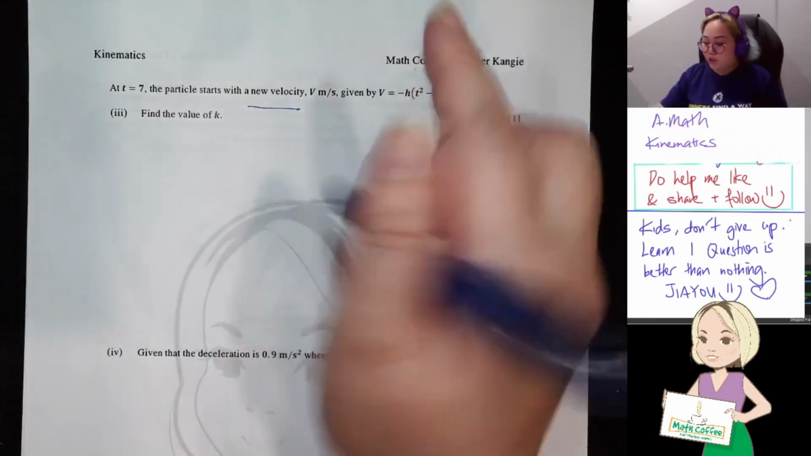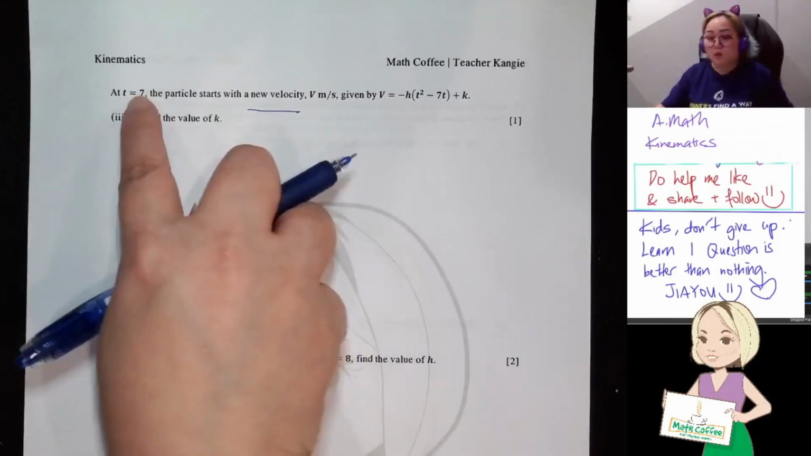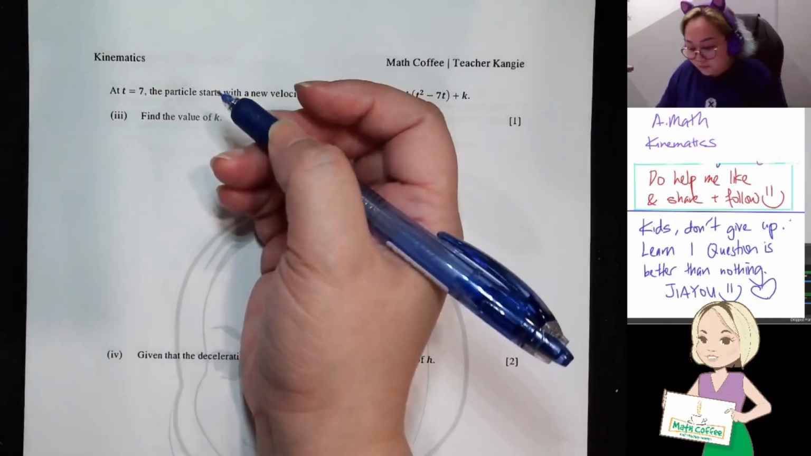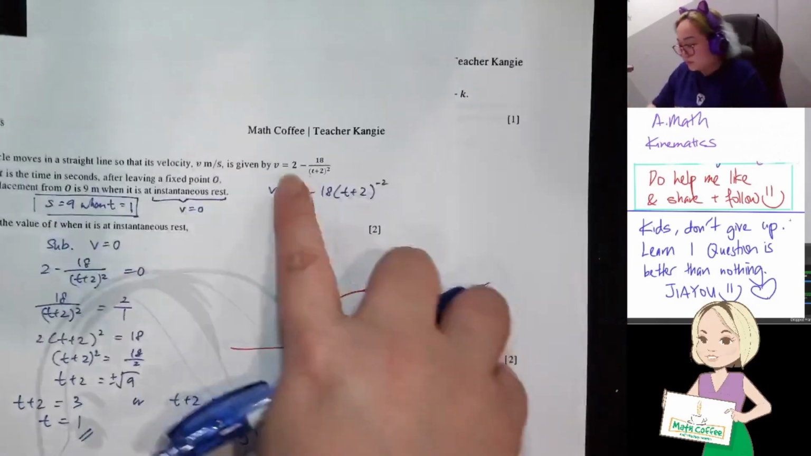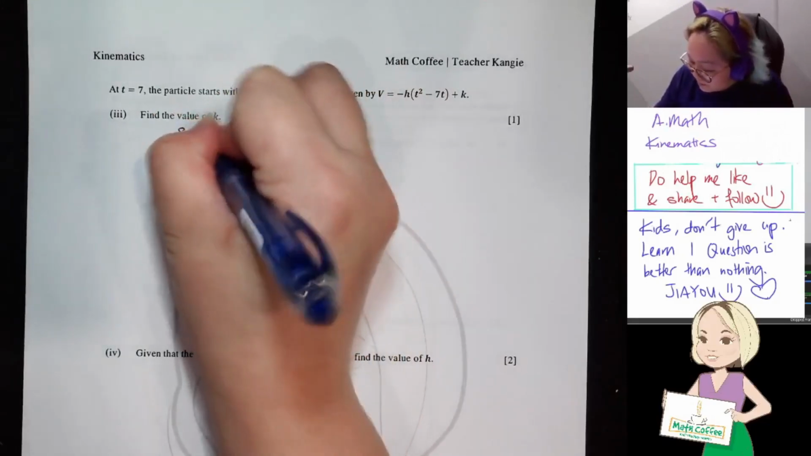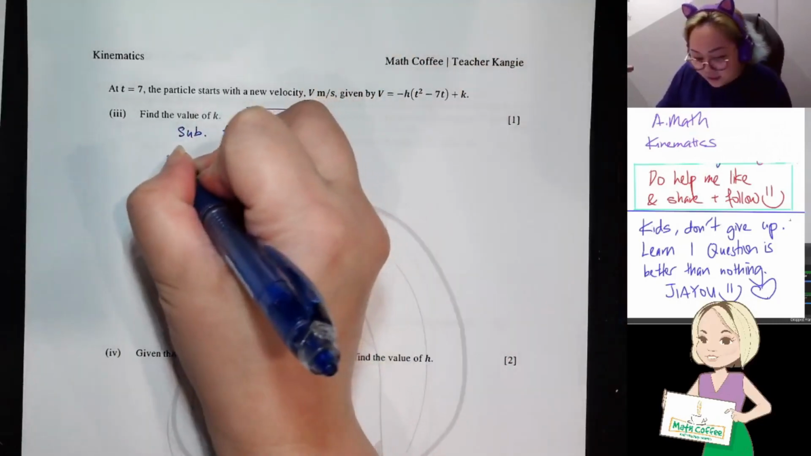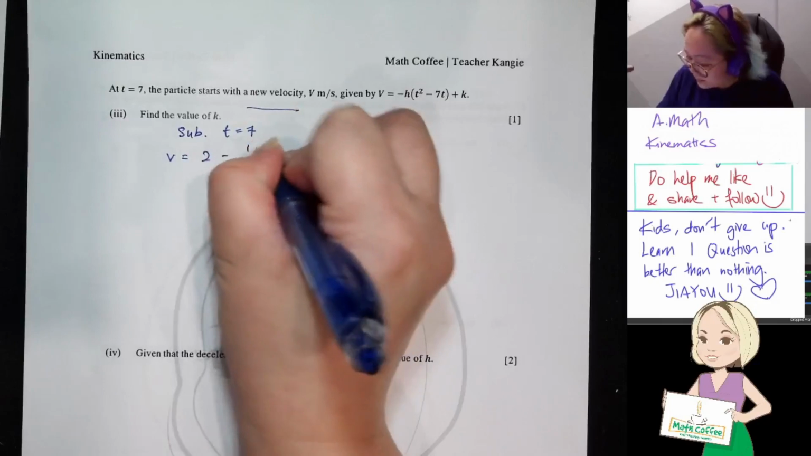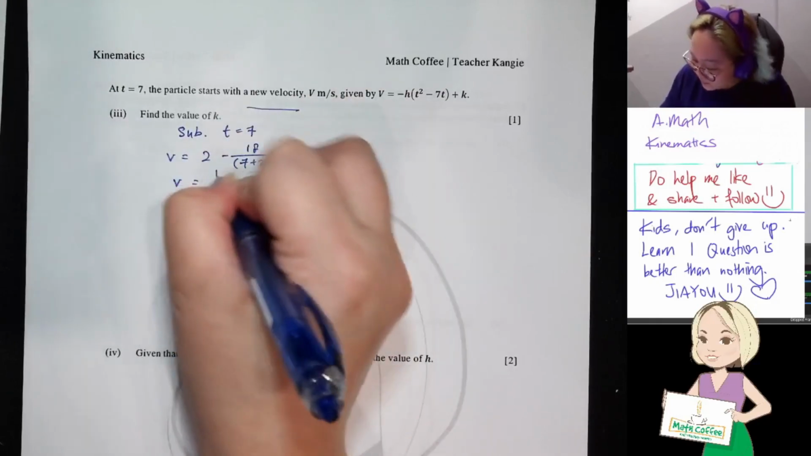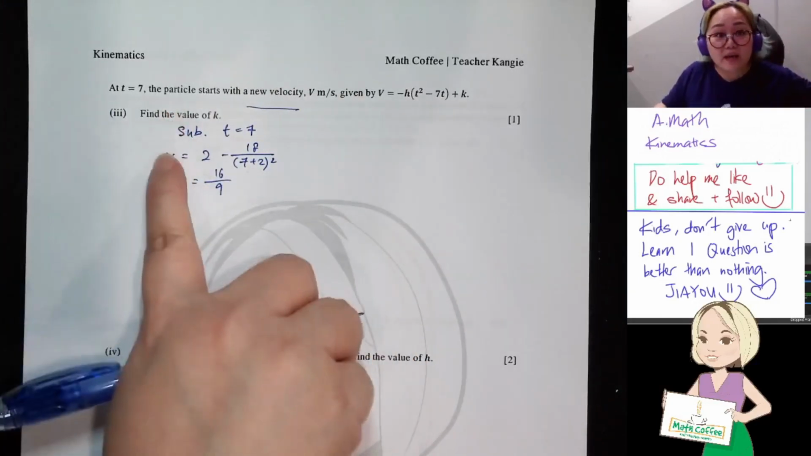So then they ask you, find the value of k. In this question, first I need to find out what is my v when t equals 7. So my old v was this one. I will sub t equals 7 into my old v. So v equals 2 minus 18 over (7 plus 2) squared. And that gives me 16 over 9. This is my old v expression.